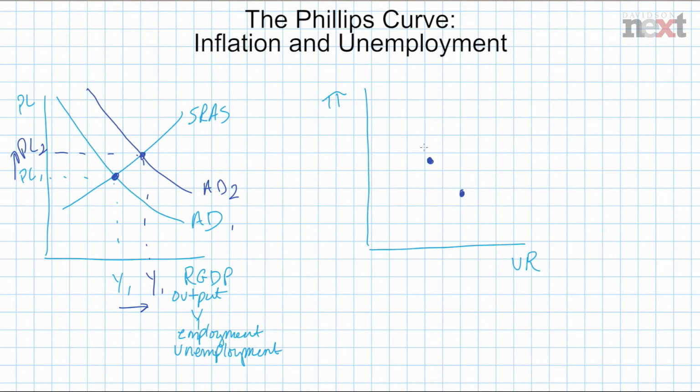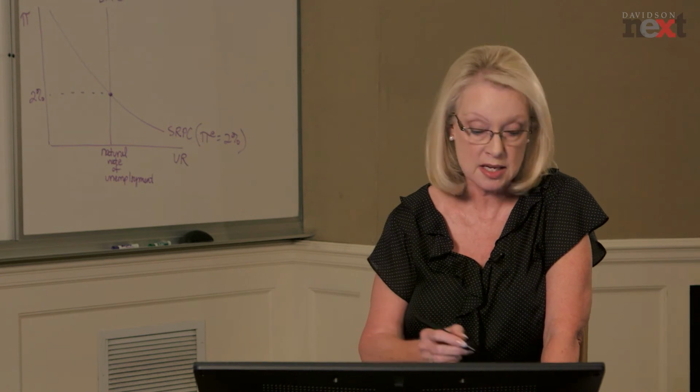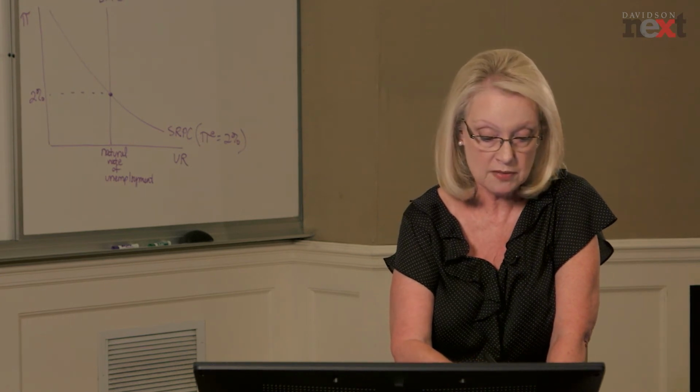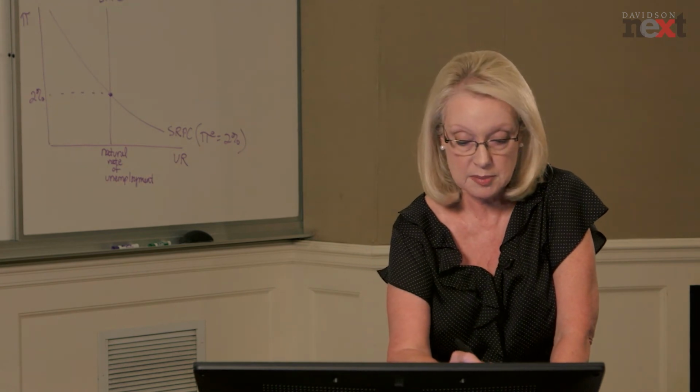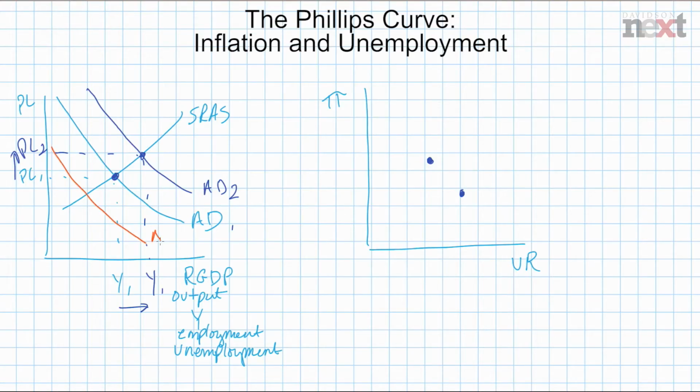Conversely, we could have a situation where consumer confidence declines, and when consumer confidence declines, consumption spending goes down, so aggregate demand would reflect that change by shifting to the left. We now have a new short-run equilibrium with lower levels of output. That would mean that unemployment is increasing with lower levels of prices. So once again, here's our inverse relationship between price level and unemployment.